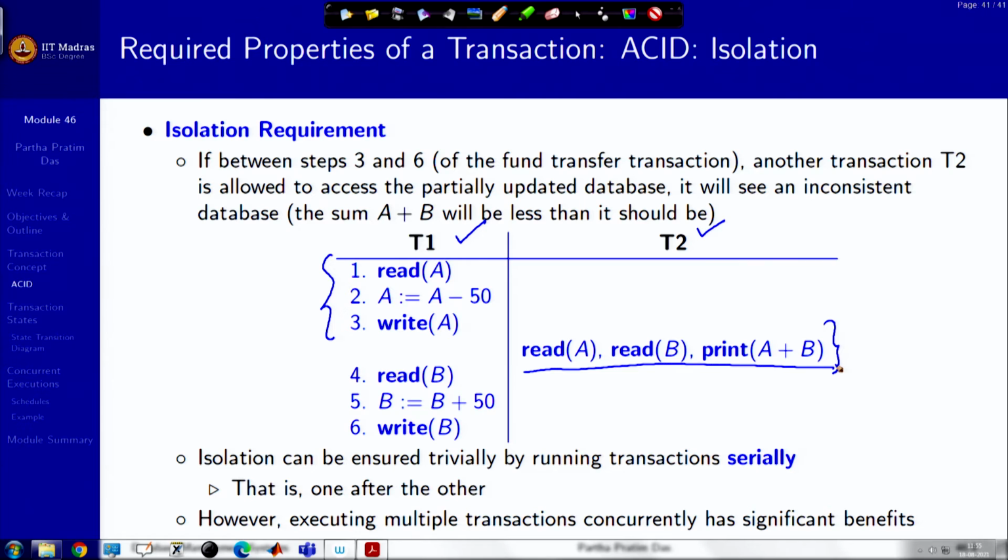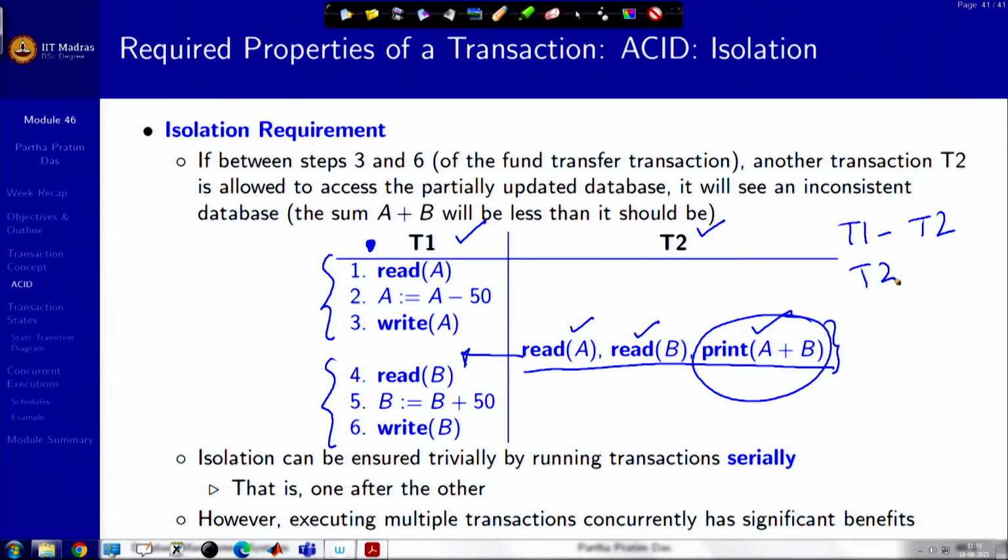What will happen? It will read an A now, which is less by 50, B has not changed. So, when it prints A plus B, it will print a value which is 50 less than what it was when T1 started. And then T1 will complete, it will again become consistent, but at this point it will give you a value which is an inconsistent value. Right? Now, obviously, if you run T1 and then T2, or if you run T2 and then T1, then it will always reflect a correct consistent state.